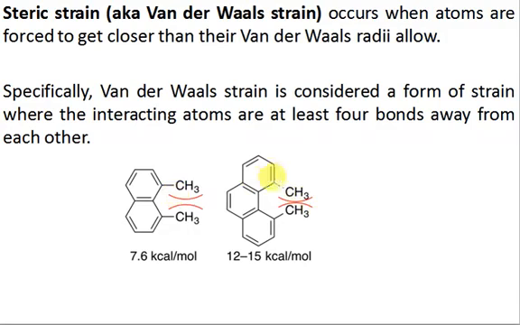In this case, although these two methyl groups are 1, 2, 3, 4, 5, 5 bonds away, they are much closer in space. Just see the strain energy in it, right? When the methyl groups are closer but not that close, the strain energy is 7.6. But when the methyl groups are very close together, the strain energy is 12 to 15 kilocalories per mole, right? So if the groups or atoms are very close together, then because of their repulsion, the instability is known as the steric strain, also known as the van der Waals strain.